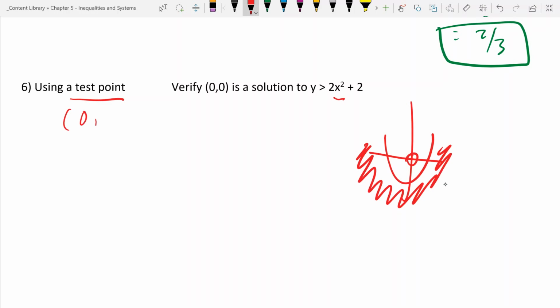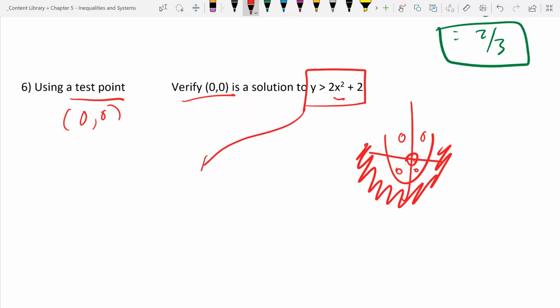So the best test point to use is 0, 0, usually because it makes the math a lot easier. Some questions will just straight up give it to you. Sometimes you'll just have to graph it and figure out, okay, which part am I going to shade? You will always have the equation to work with, and that's your tool. So I suggest using 0, 0. You can use any point as long as it's within the area you want to test.